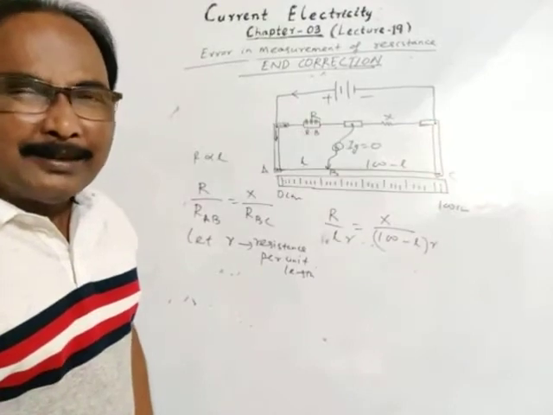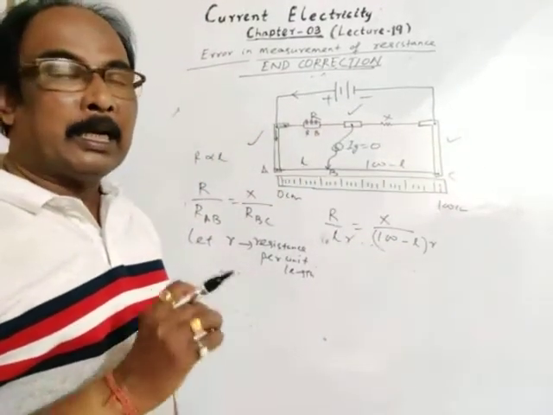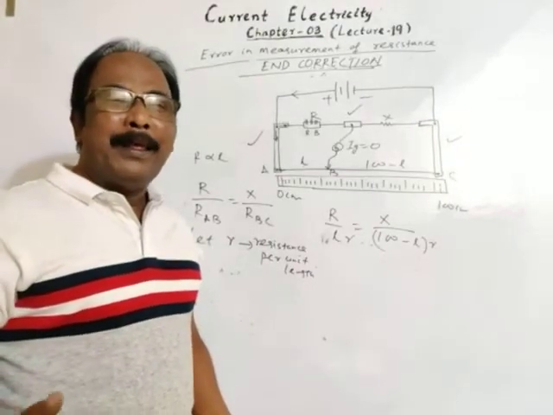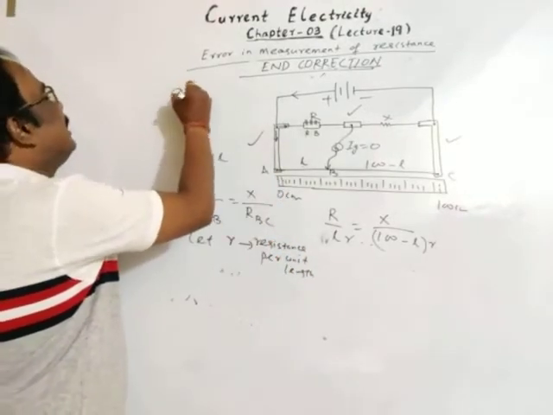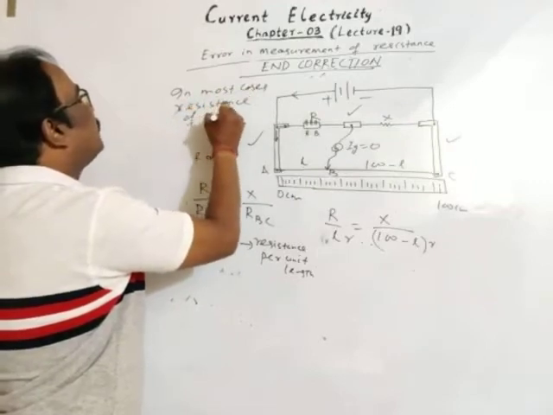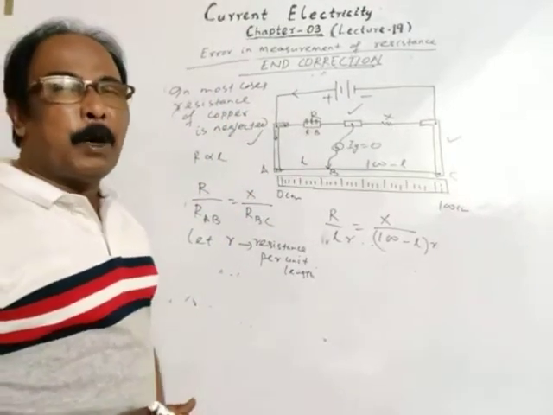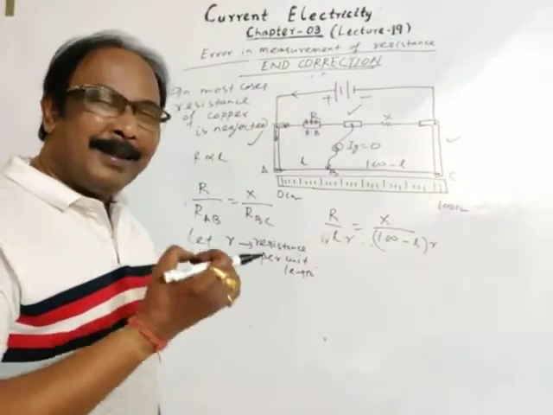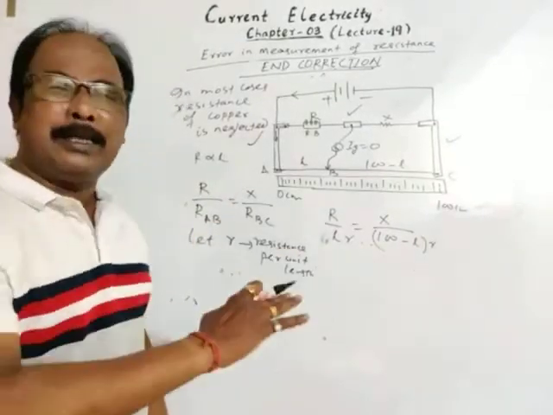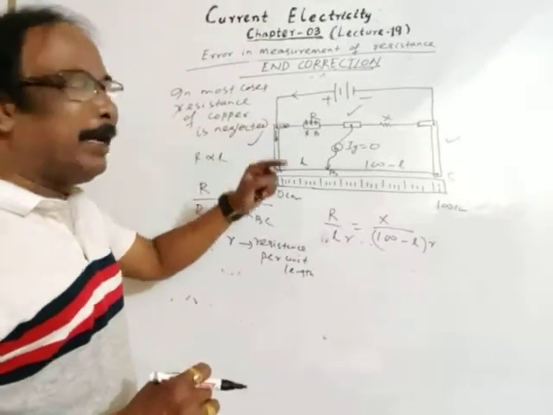How do we consider the resistance of this copper? We have considered three sections of thick copper wires or thick copper plates. Of course, we know that in most cases, the resistance of copper is usually neglected. Since copper is a better conductor, it has a very small resistance, so we neglect the resistance of copper.